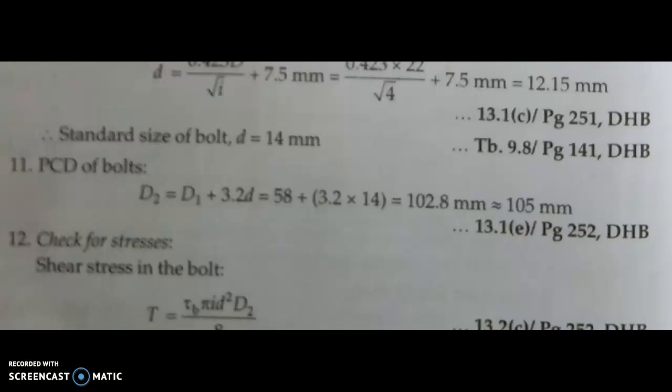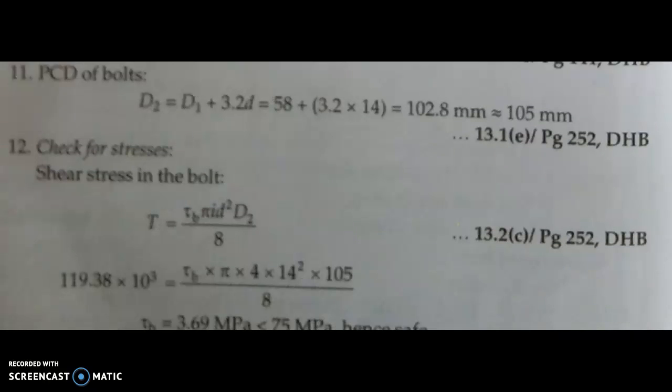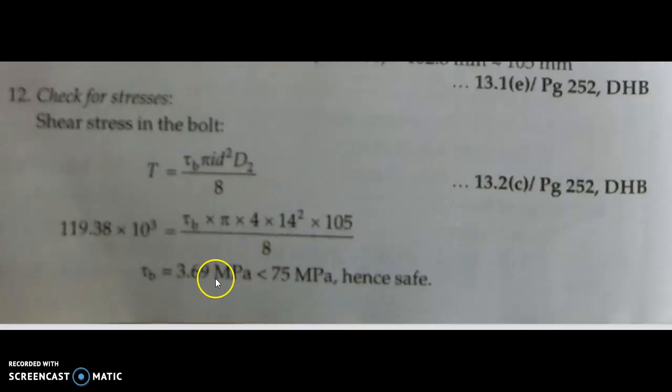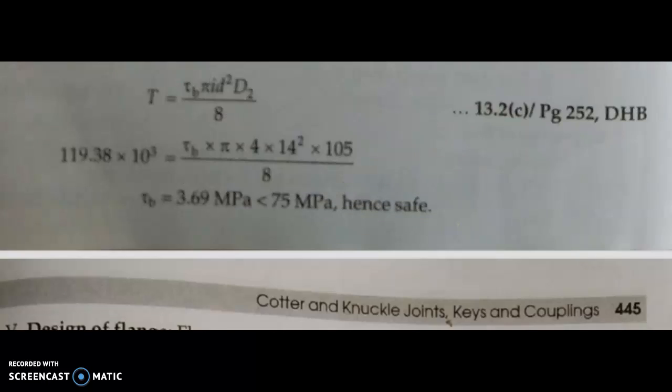Now we can check for the stress. Again, page number 252, equation number 13.2c, where T is equal to tau b pi i d square into d2 divided by 8. If we substitute all the values in this equation except tau b, that is the shear stress, we can find the value of tau b, that is equal to 3.69 megapascal, which is less than the given data in our question.